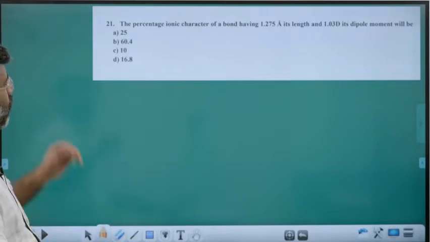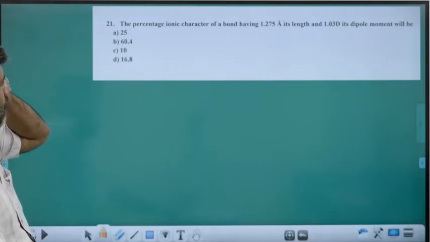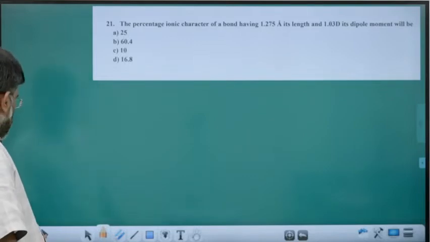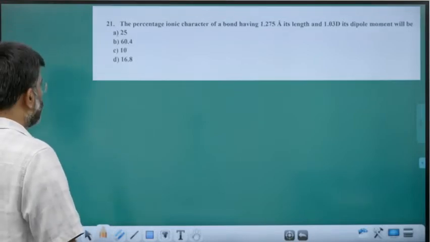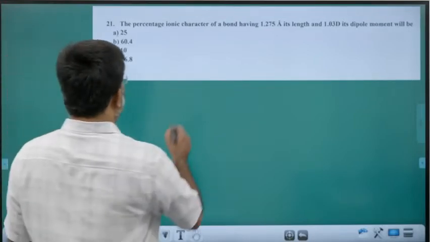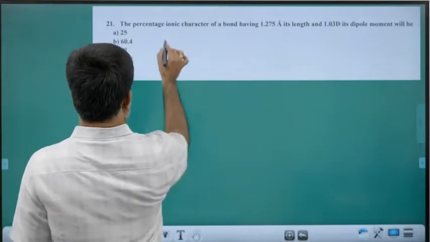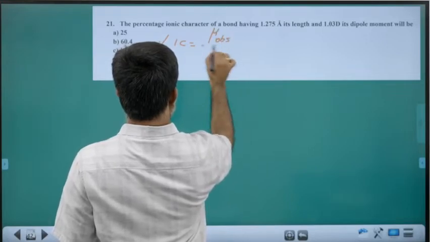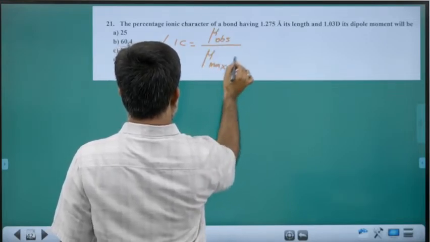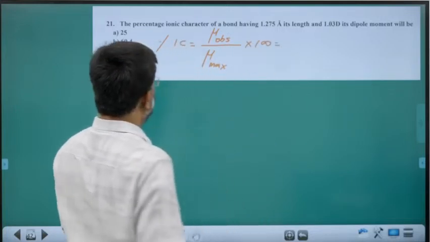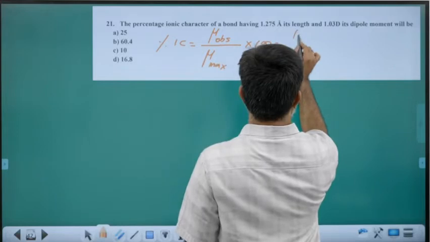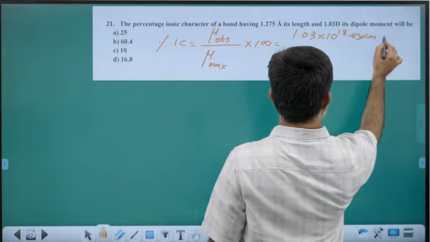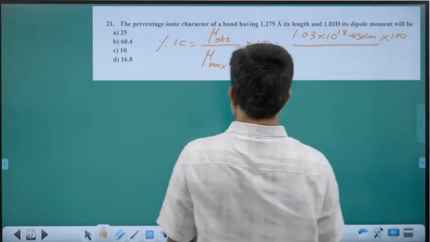Percentage ionic character of a bond having 1.275 Angstrom as its length and 1.03 Debye as its dipole moment will be? You know how to find the percentage ionic character. It is percentage ionic character equals mu observed by mu maximum into 100. What is mu observed? 1.03 Debye, that is 1.03 into 10 raised to minus 18 ESU centimeter in CGS, into 100 divided by mu maximum.